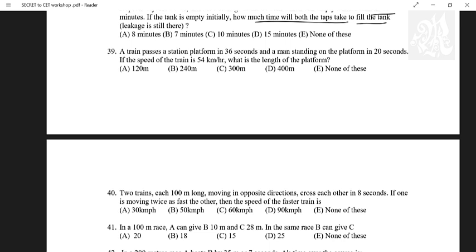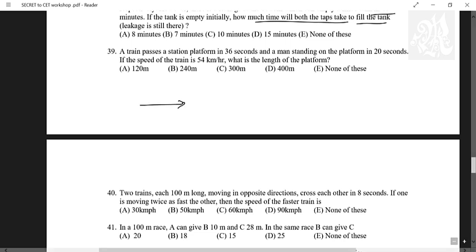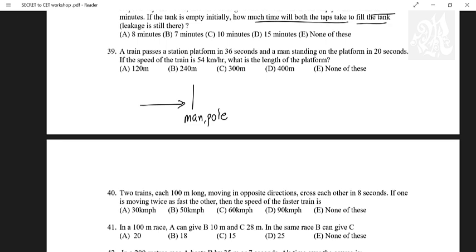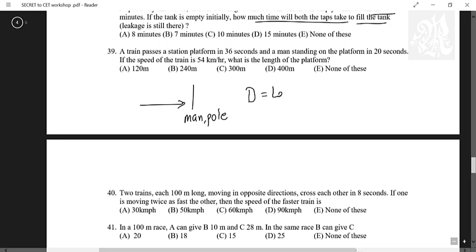Now, a simple concept of train. When a train crosses a man or a pole, or something which is insignificant in width as compared to the train, the distance crossed is the train's own length. Alright, but if a train crosses a platform or a bridge, the distance now will be the bridge length and itself.